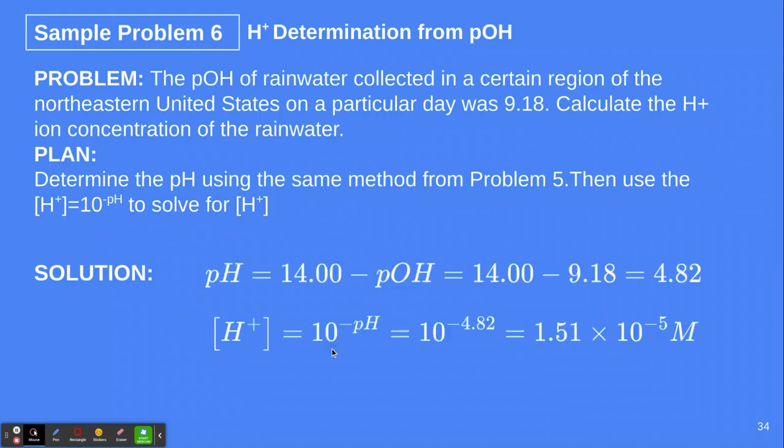All right, so here's our answer. If I know my pOH, I can take 14 minus my pOH to find my pH. So my pH here is 4.82. That tells you it's pretty acidic. And then to find my proton concentration, I'll take 10 to the negative pH. So 10 to the negative 4.82 is going to give me an ion concentration of 1.51 times 10 to the negative 5.